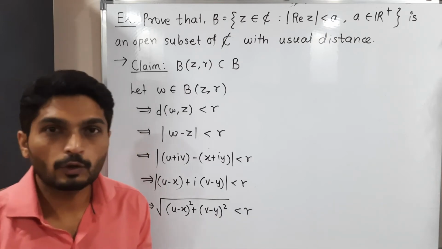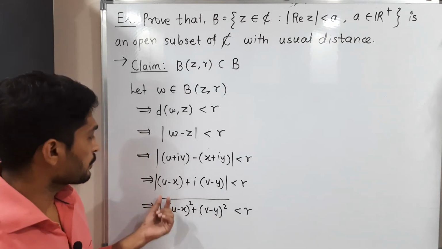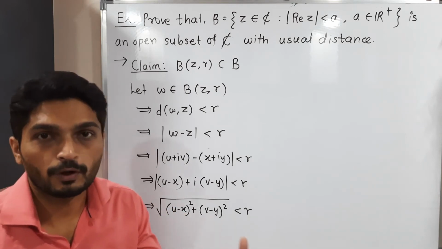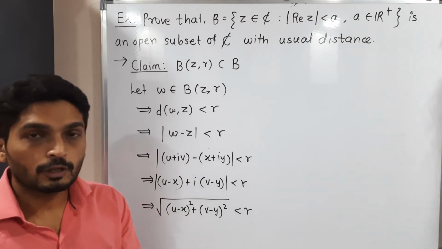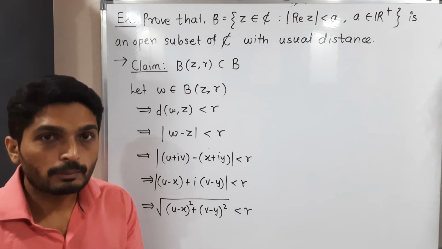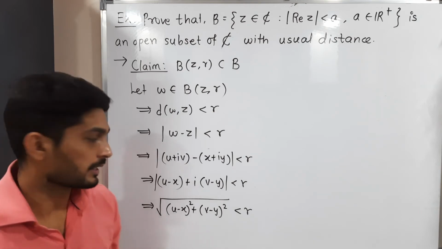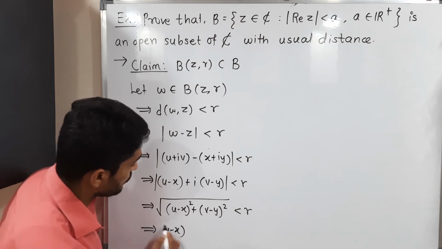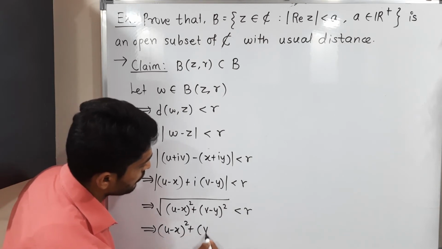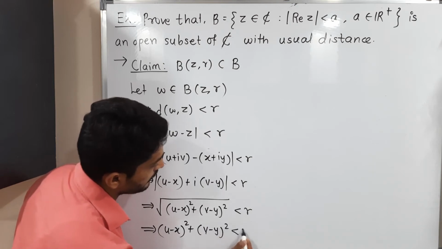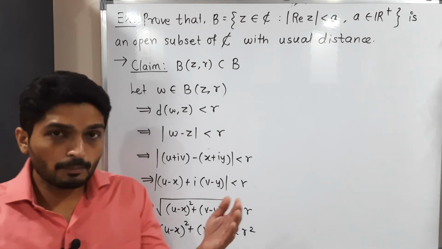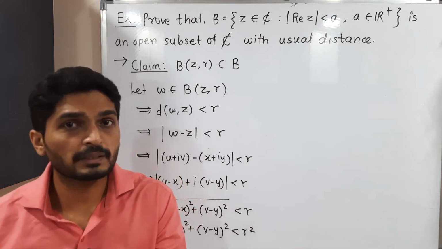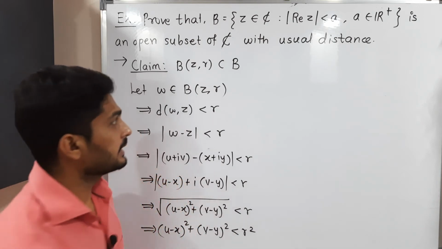So in complex numbers we do the same: square root of square of real part plus square of imaginary part. So now square root is there. To remove square root, I will take square of both sides. So that's why it will be (U minus X) square plus (V minus Y) square less than R square. See, sum of these two is less than R square. That means 100% each of them is less than R square.